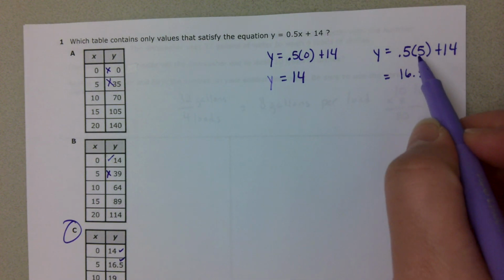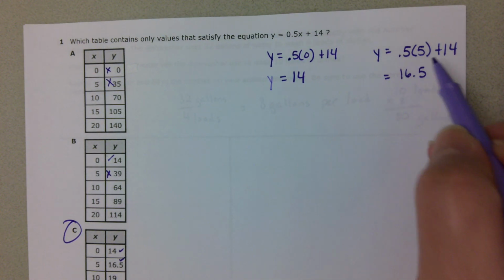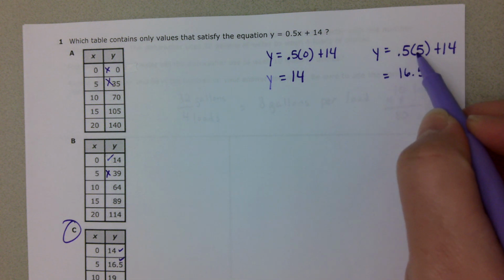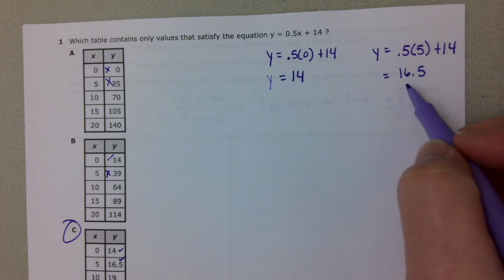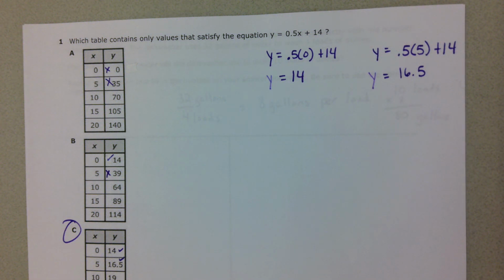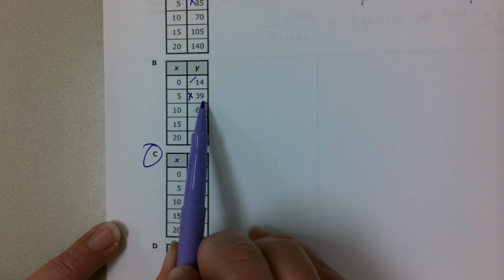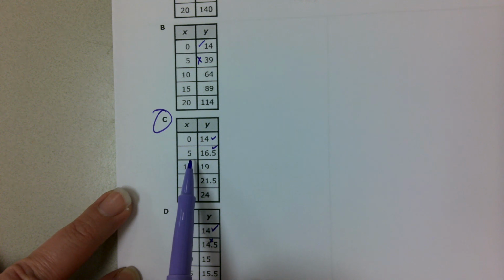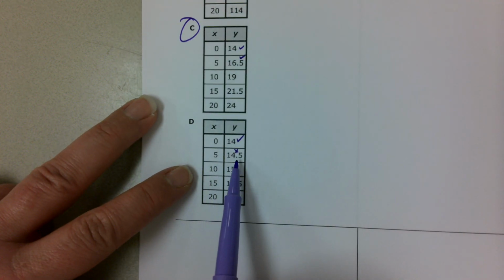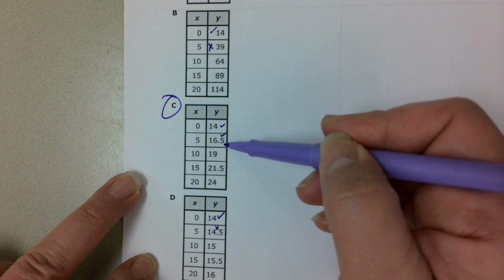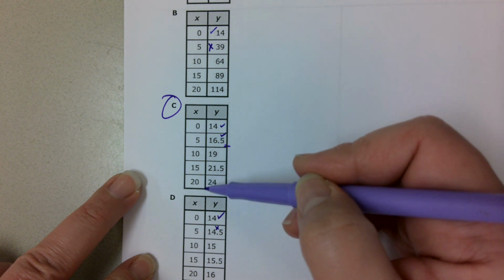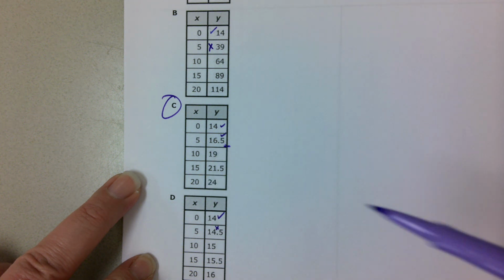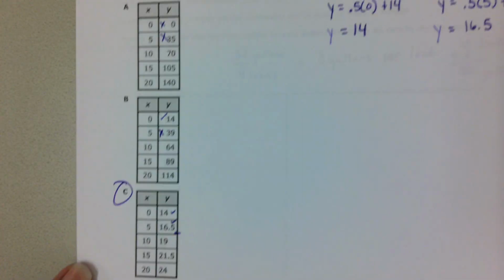So then I went to 5. When x equals 5, what does y equal? Well, half times 5 is 2.5, plus 14 is 16.5. So y equals 16.5 when x is 5. Then I looked here, and that says 5 and 39, which is wrong. This one says 5 and 16.5, which is correct. And this one says 5 and 14.5, which is incorrect. So the correct answer would be C. Once this is the only one that matches, you can double check these just to make sure, but at this point I do not need to go any further. So C is the correct answer for that one.